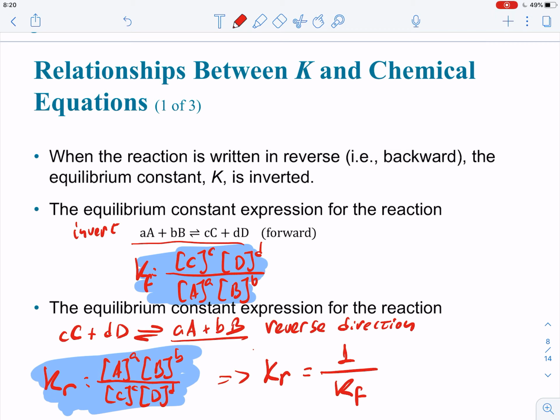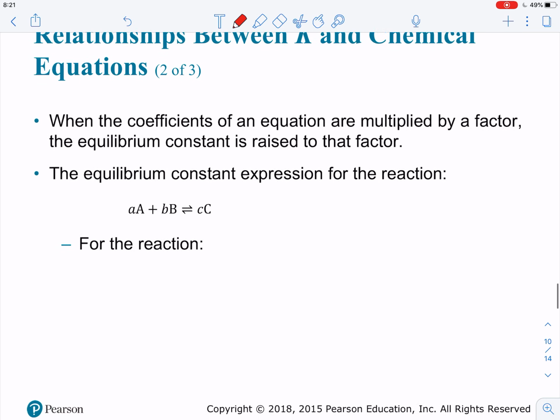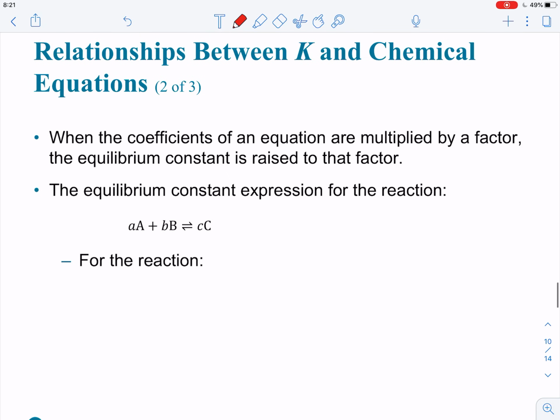Should you memorize this? Absolutely. You need to know how to do this. So we also have the case. This is all about manipulating K. So how do we manipulate K? The next case is what to do if you, for example, multiply that reaction by a number. And in this we have sort of a simpler reaction.